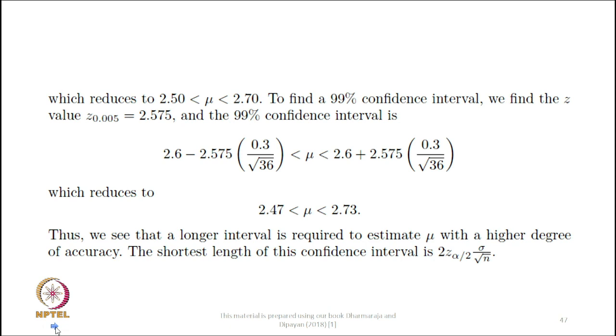Similarly, you work out the 99% confidence interval, which reduces to 2.47 to 2.73. For the same problem, we are finding two different confidence intervals for the population mean, one with 95% and another with 99%. The conclusion is that a longer interval is required to estimate mu with a higher degree of accuracy. That is the conclusion.